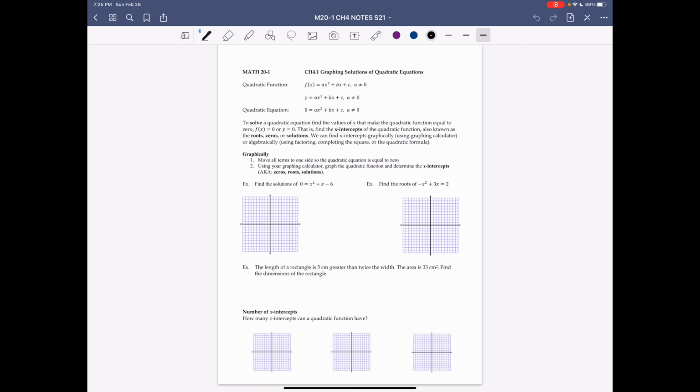Chapter 4.1, Graphing Solutions of Quadratic Equations. Let's talk about the difference between a quadratic function and a quadratic equation.